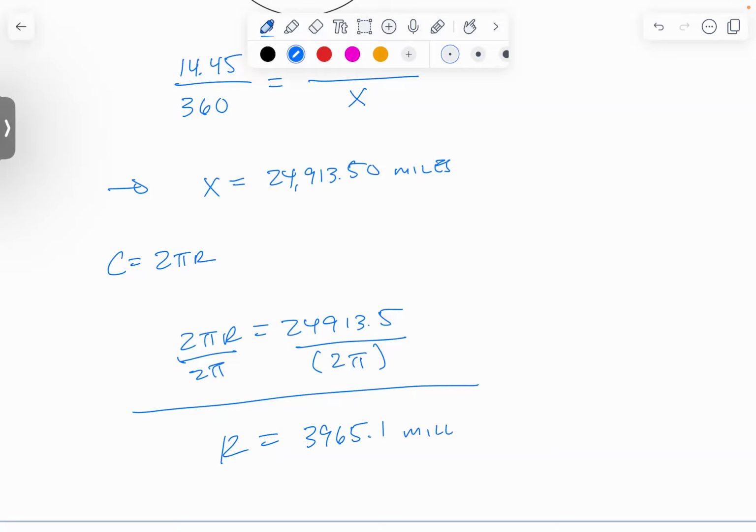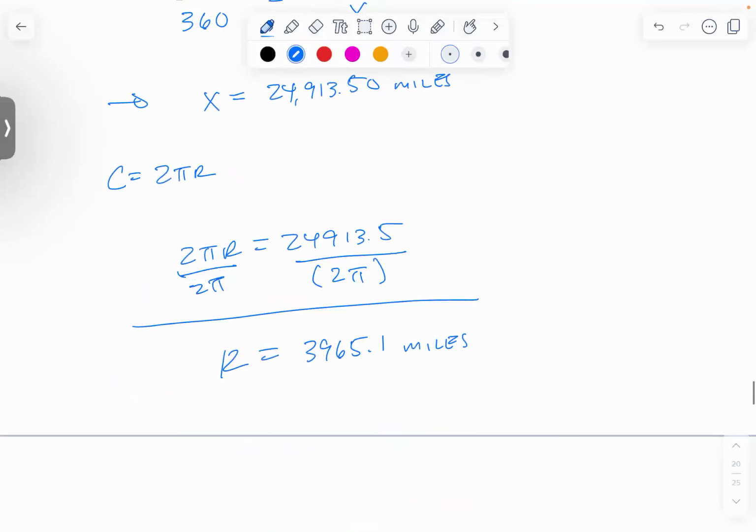And that will give us a radius of 3,965.1 miles. And just be aware, the radius of the Earth is about 3,960 miles on average. So that actually is true.